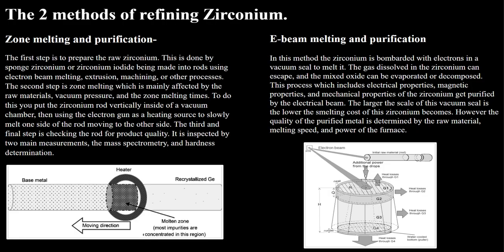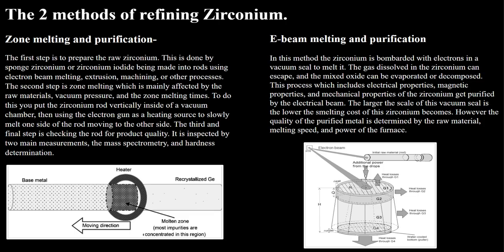The second step is zone melting, which is mainly affected by the raw materials, vacuum pressure, and the zone melting times. To do this, you put the zirconium rod vertically inside of a vacuum chamber, then use an electron gun as a heating source to slowly melt one side of the rod, moving to the other side. The third and final step is checking the rod for product quality. It is inspected by two main measurements: mass spectrometry and hardness determination.